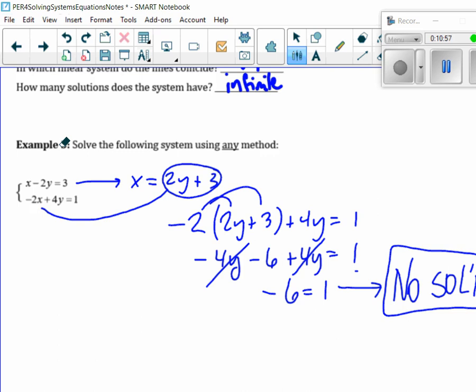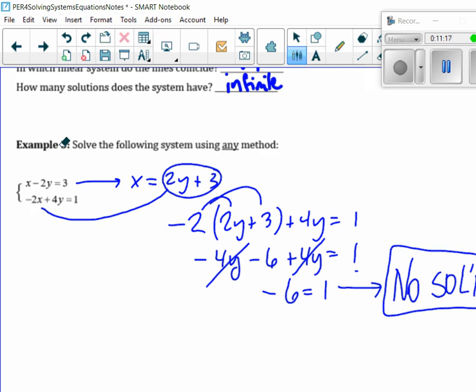Put it in slope-intercept form and see whether it is. What is no solution? They're parallel, so they would have the same slope. Same slope, right? Same slope, but not same y-intercept. Okay.